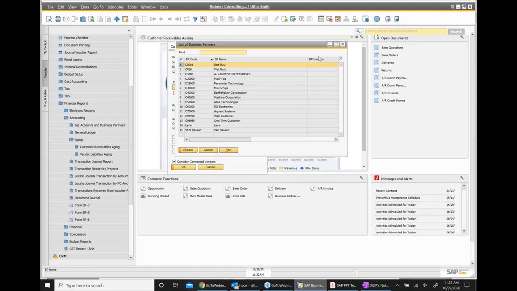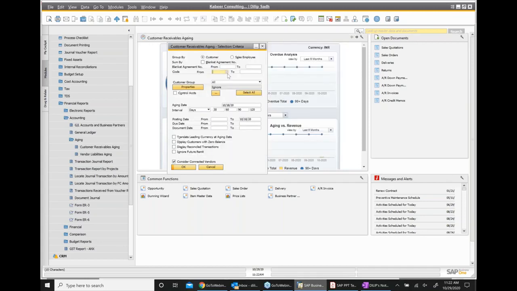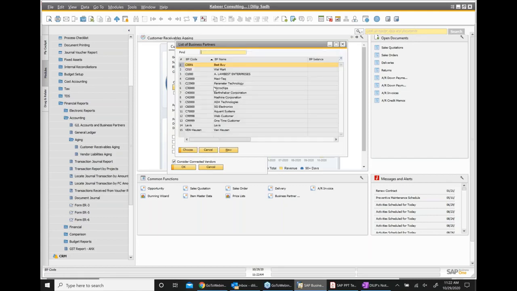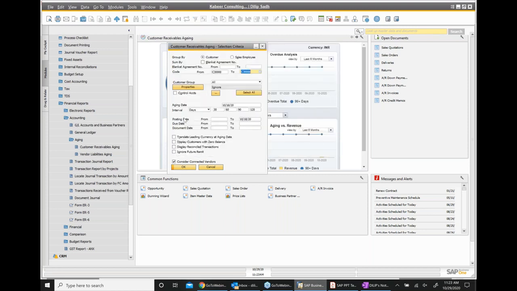You can select all of them. If you select all, or I want some specific customer, so you have a choice. You can choose a specific customer also. Aging date. I want aging in 30-day bracket, 60 days bracket, 90 days bracket, 120 days bracket. Posting date from open till this date. We can choose the date, what date we want the posting to be done. And then we say OK.